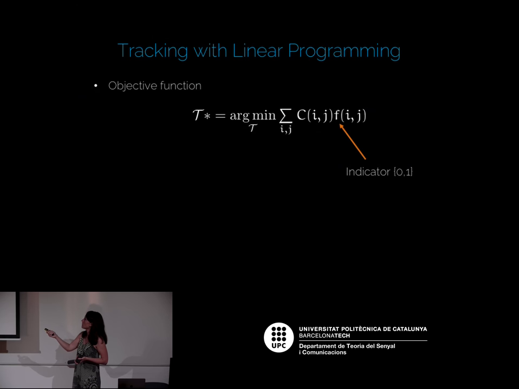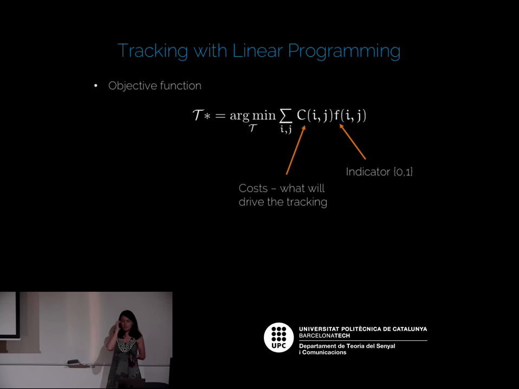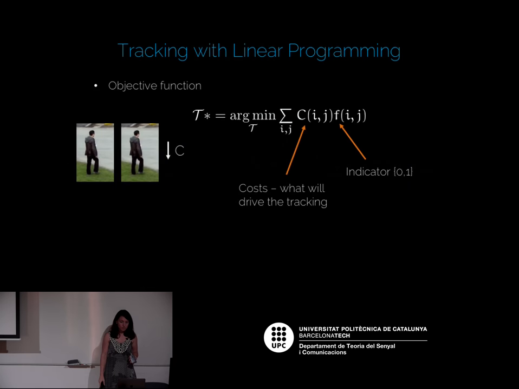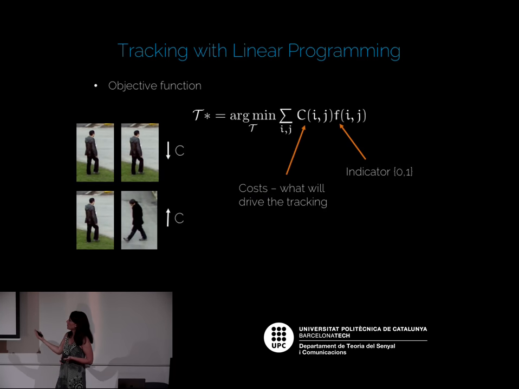And now the most important thing is how do we define the costs? The cost is what will drive our tracking. And we have to think that this is a minimization problem. So the lower the cost for ij is, the more likely it is that these two nodes are matched together. So if we have two detections representing the same person in different frames, we want to assign a really low cost to these two detections. If they belong to different persons, ideally, we want to assign a high cost.